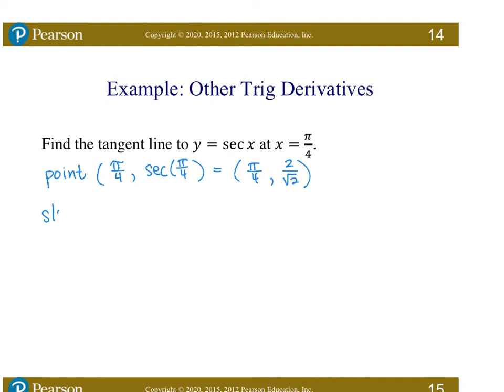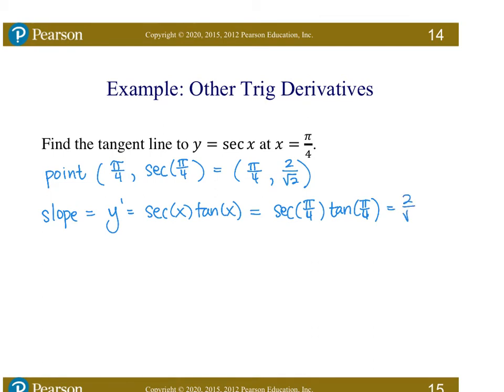Now our slope would be the value of the derivative. The derivative of secant is secant tangent. And so this would be the secant of pi fourths times the tangent of pi fourths. We've already established that the secant of pi fourths is 2 over rad 2, and the tangent of pi fourths is 1.